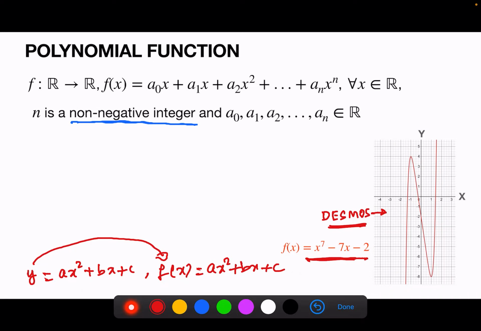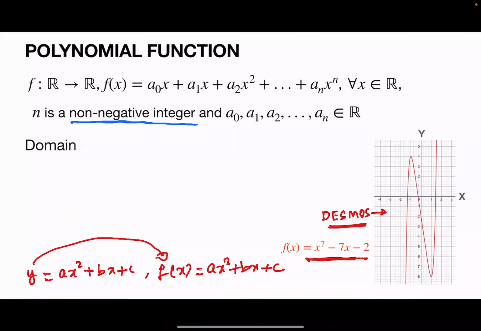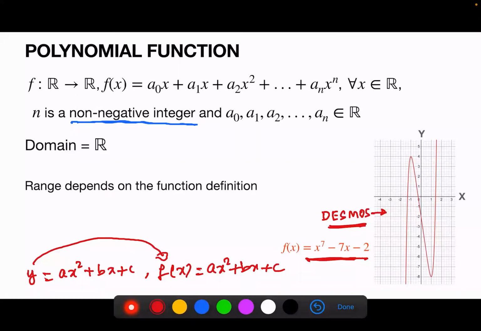But again, starting में, you don't have to worry about the difficult polynomial functions. As an example, I'm providing it here. So your domain and range depend on the function definition. We will have to see. Here it could be the real line, but we'll have to see.